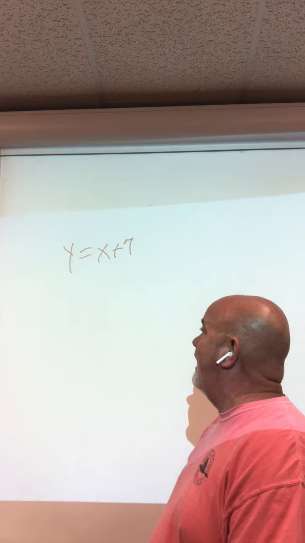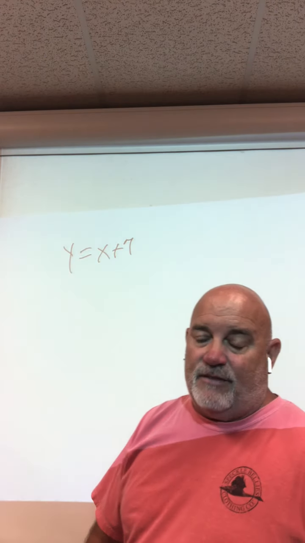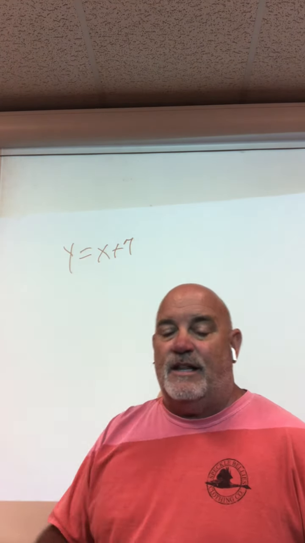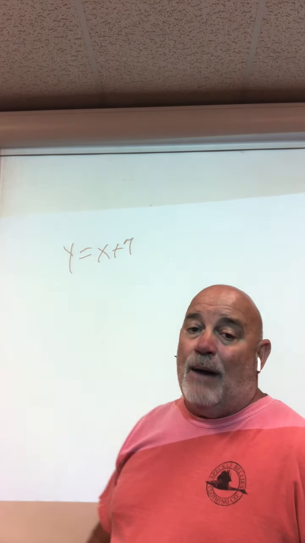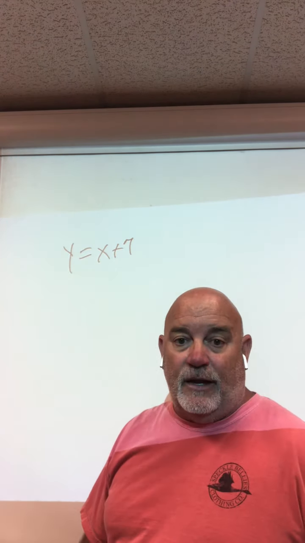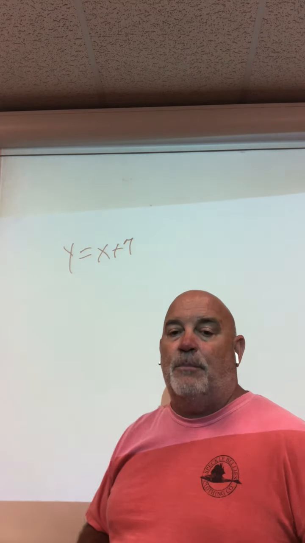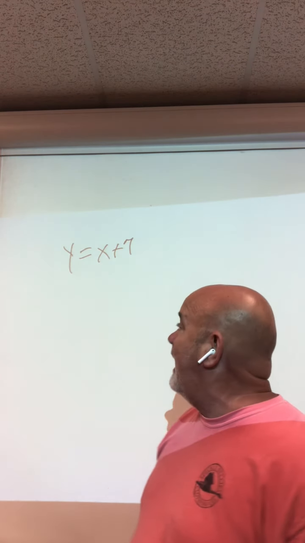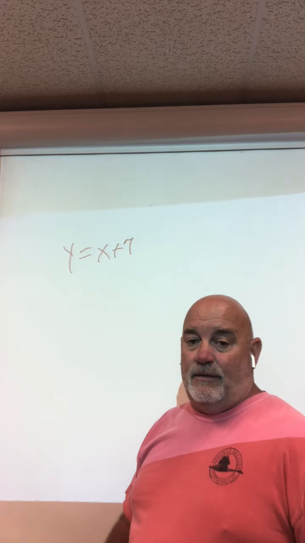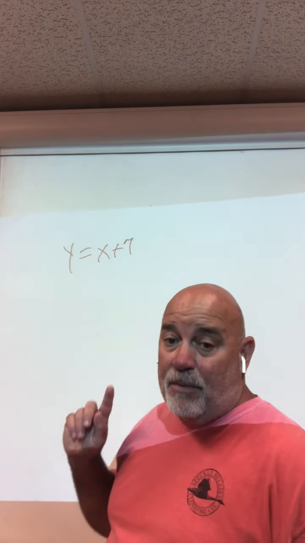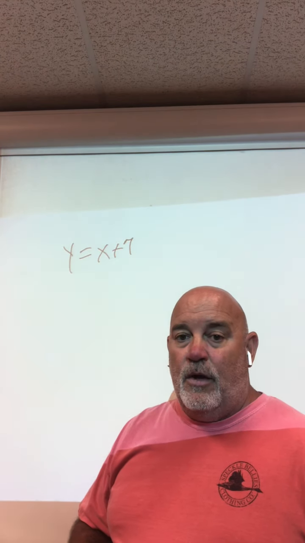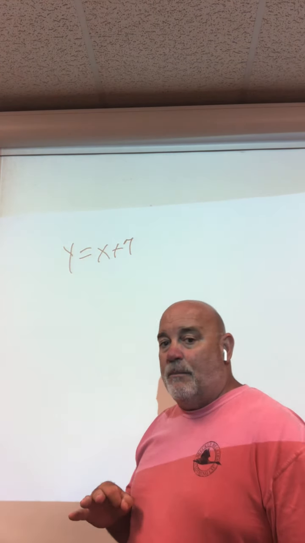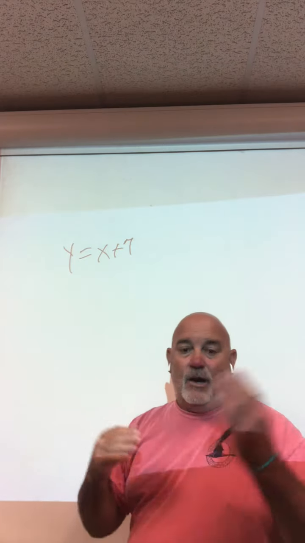For instance, if I let x be 0, y is 7. That means 0 is in the domain. If I let x be 2.3, y would be 9.3. Then 2.3 is in the domain. If I let x be negative 7, what's negative 7 plus 7? 0. So that would be negative 7, comma, 0. So all three of those numbers, if I plug them in, I get a y value.